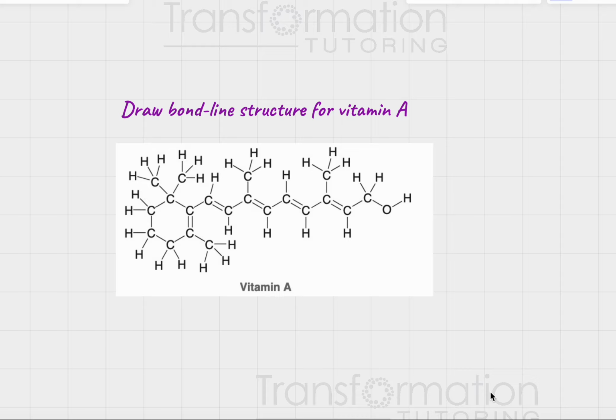A bond line structure is an easier way to draw organic molecules, and basically in this way we do not show carbons and hydrogens, but they're assumed. Let me show you how.